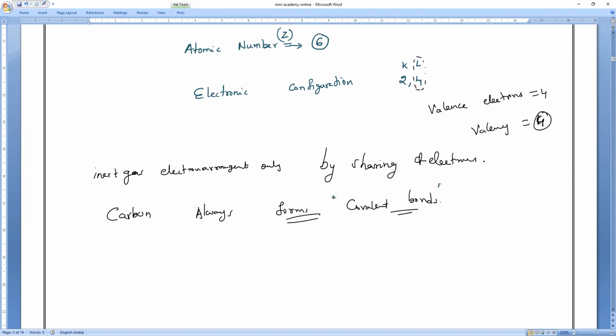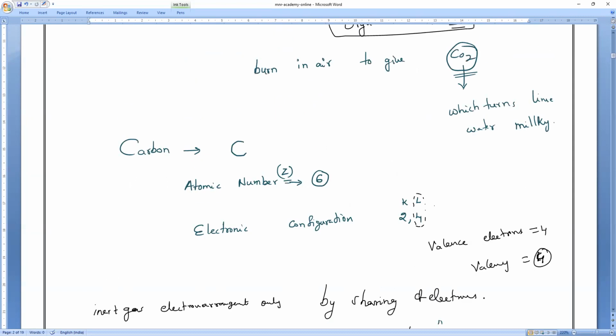Everybody, all of you, what is the answer? Why a covalent bond always? Because what is the atomic number of carbon? The atomic number of carbon is 6. Electronic configuration is 2, 4. Valence electrons is 4. Valency is also 4. If valency is 4, that means what? Neither donating nor receiving. Do you understand, everybody?